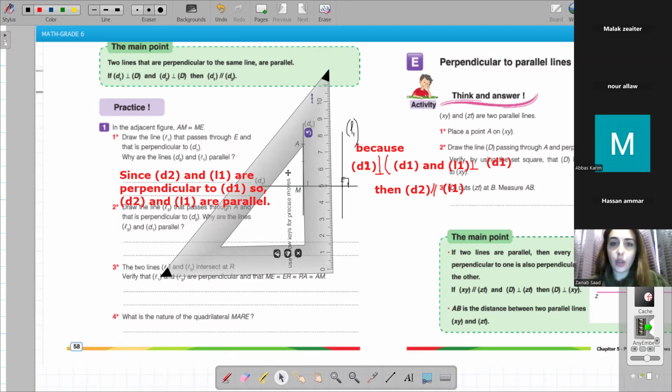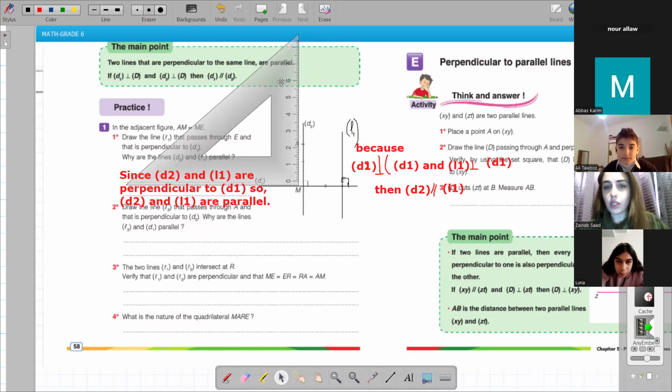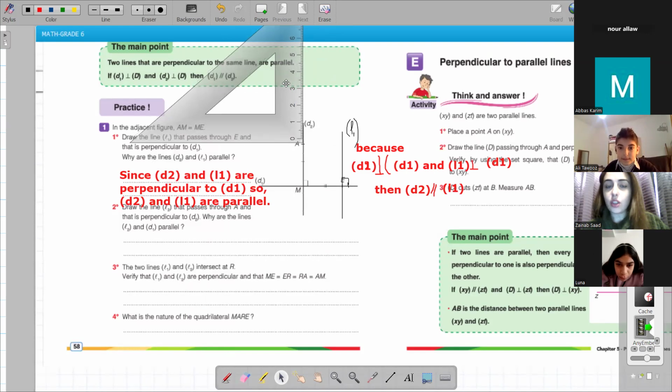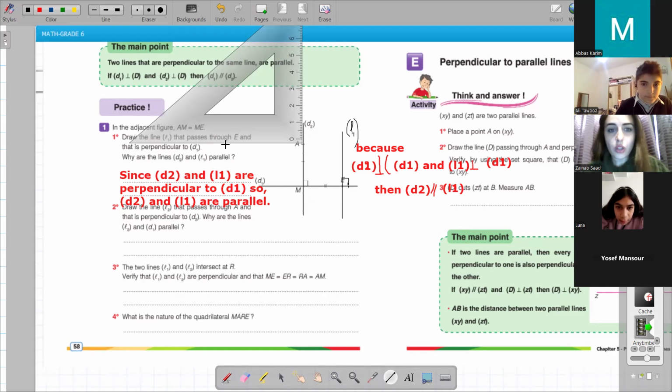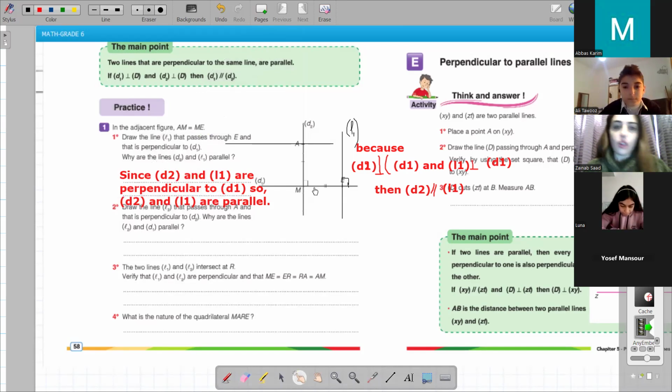Anyway, so we are going to put this set square. Let me just turn it a little bit. Since they said that it's perpendicular to D2, we have to put it on D2, and it should pass through A, so we put the foot of the perpendicular on A. Now we're going to draw this line, which is called L2. So this is the line L2. It's perpendicular to D2 and passes through A.